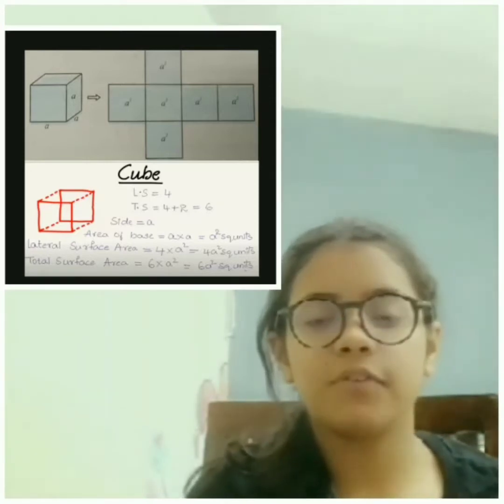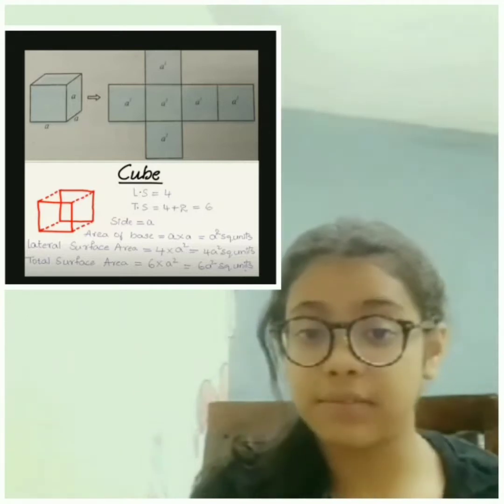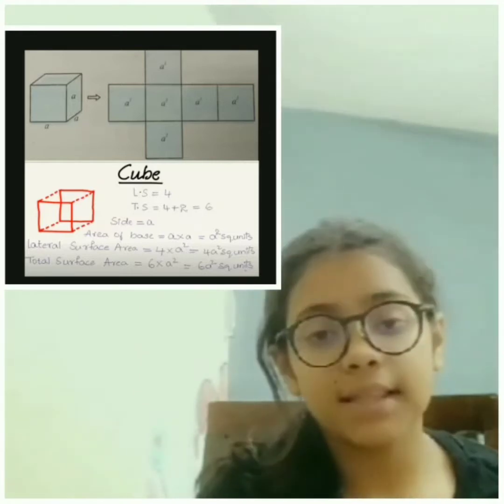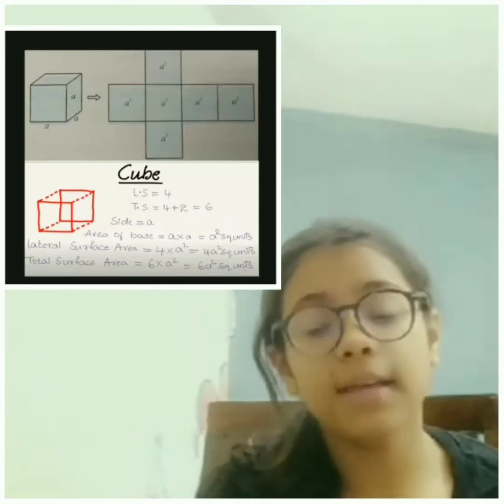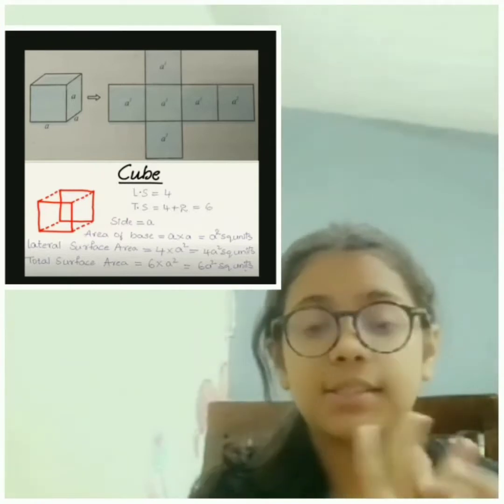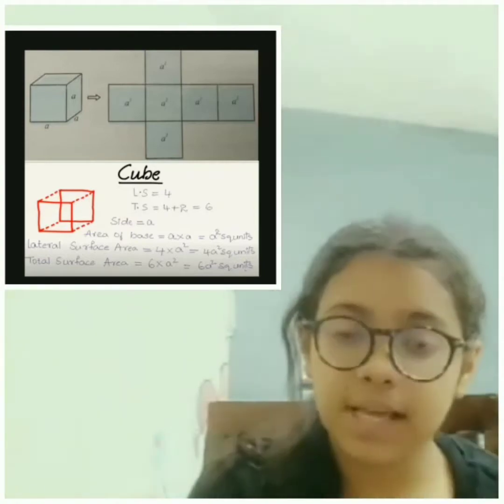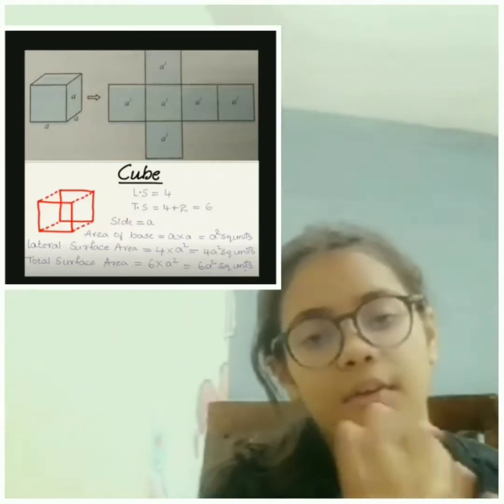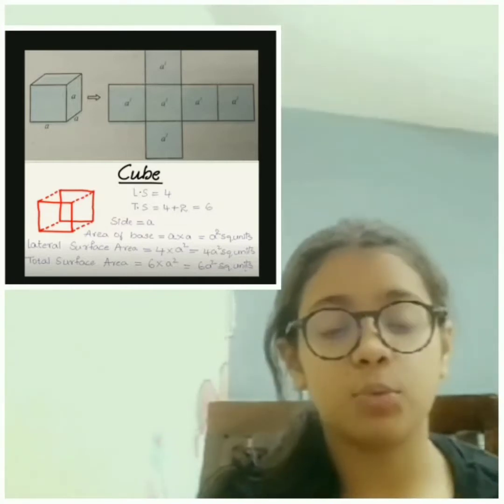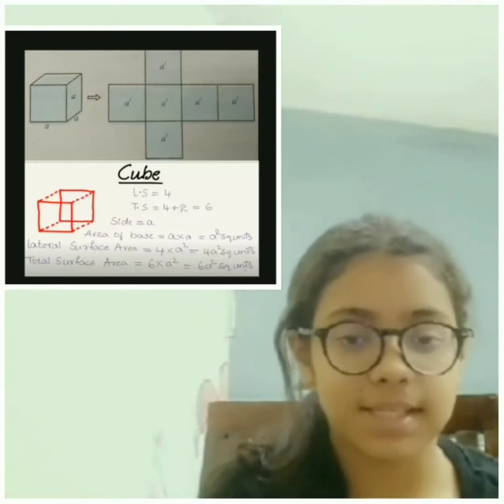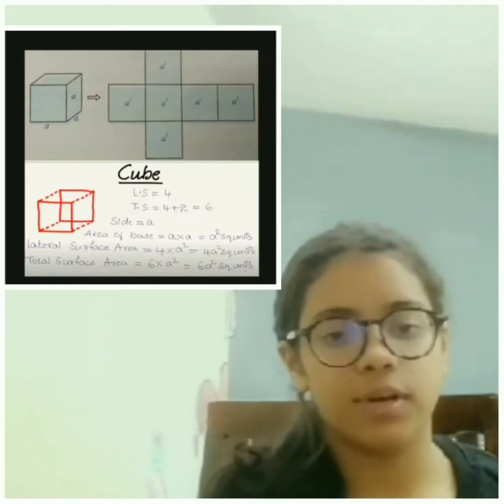So the area of 6 faces, which was the total surface area, was 6a square, and the area of 4 faces will be nothing but 4a square. Why? Because these 4 faces are equal squares with equal sides, and we multiplied 4 with the area of any one of these faces, which turns out to be 4a square. So the curved surface area of a cube is 4a square.